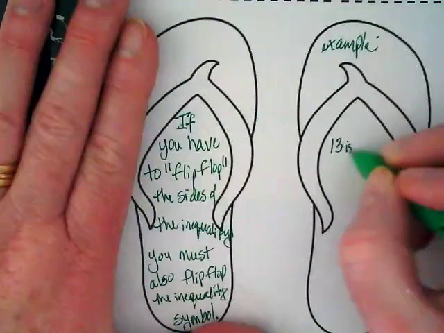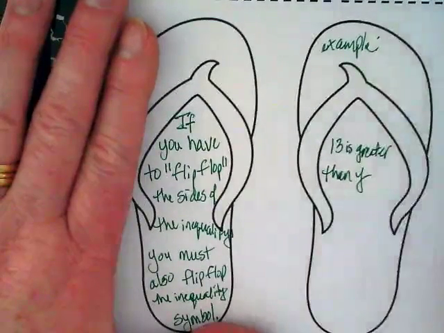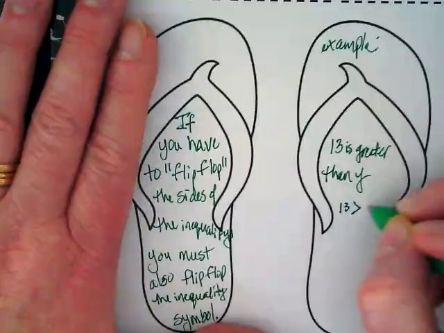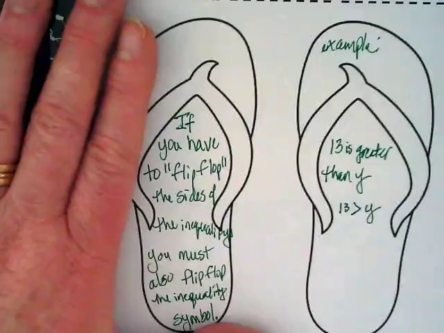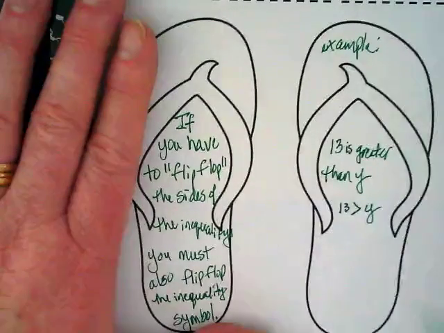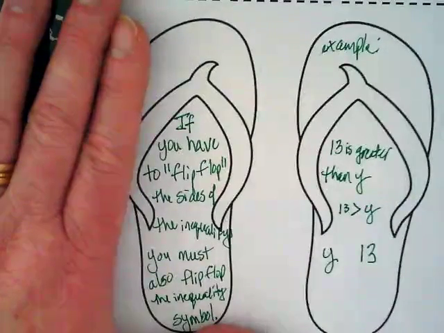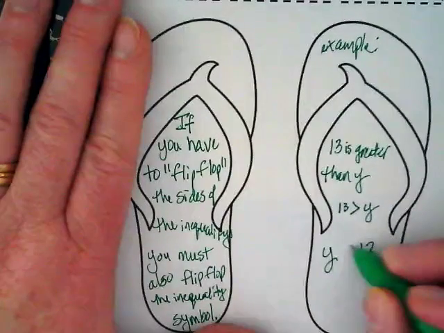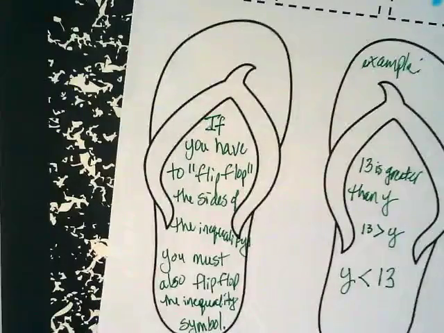If I've got 13 in words is greater than y, that would be written as 13 is greater than y. But right now, where's my variable? It's on the right side and we want it to be on the left side. So I'm going to rewrite that with y and 13. The symbol was greater than, and now it's going to be less than. I think of this like a mirror image.